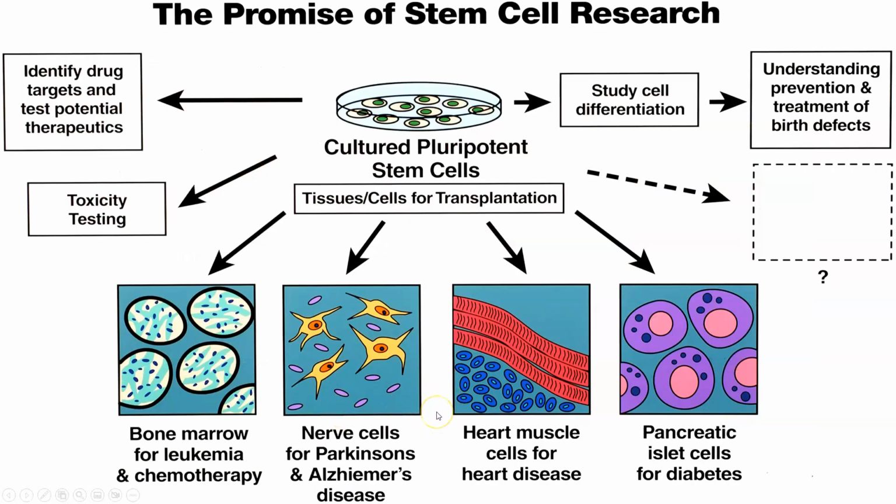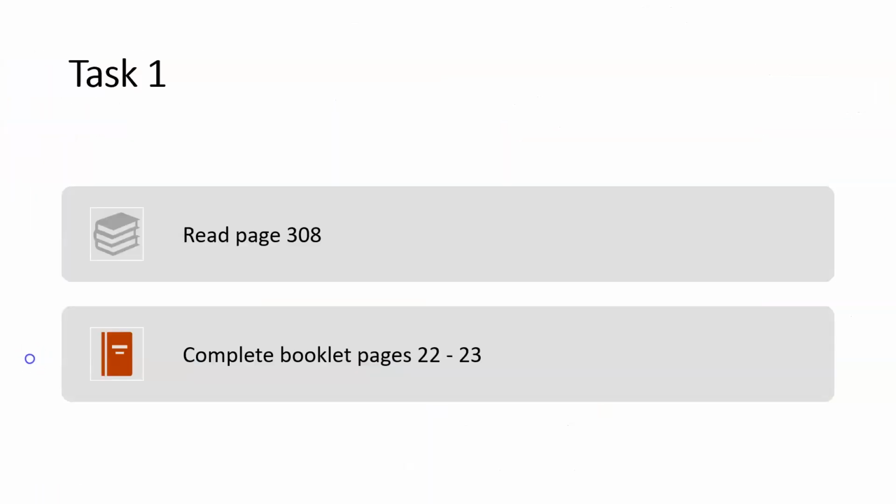So, looking at the promise of stem cell research, it's quite an exciting area because these stem cells can be used to treat a number of diseases such as type 1 diabetes, heart disease, Alzheimer's and Parkinson's disease, and types of cancer. Now, there are other therapeutic uses, as you can see in this diagram, and who knows what the future holds. That's the end of the first section looking at stem cells.